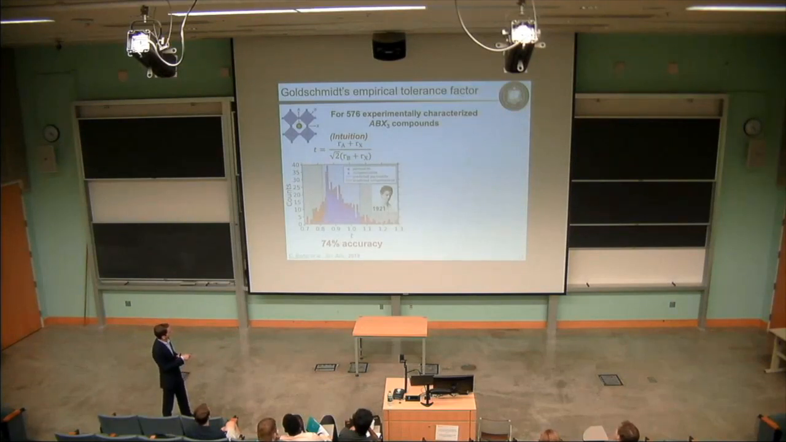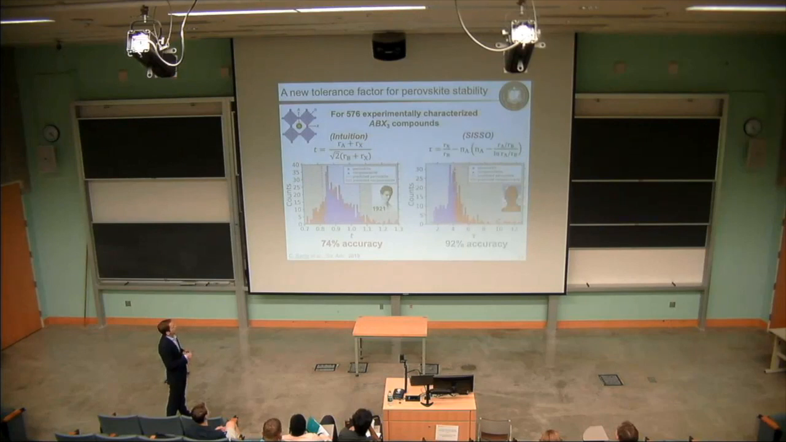However, a principal shortcoming of Goldschmidt's parameter is the large number of non-perovskites which sit in the predicted perovskite class, this region of about 0.8 to 1. We call these false positives. And it turns out the false positive rate with Goldschmidt's parameter is about 50%. So it's actually quite high.